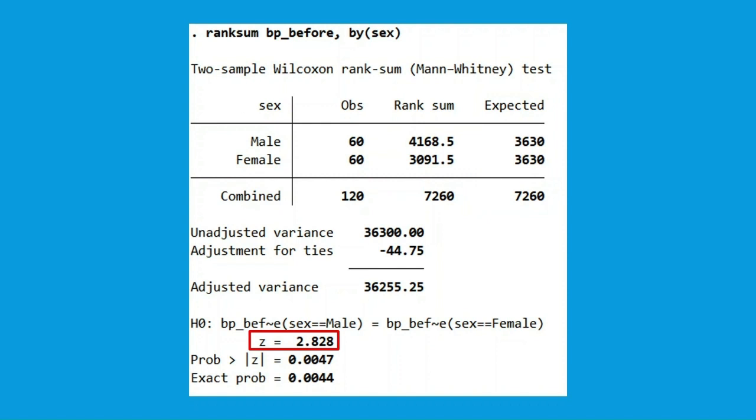Here we can see the z value, which is the result of the Mann-Whitney test, because it is a type of z-test, and here is our p-value. This is the value we are looking for.